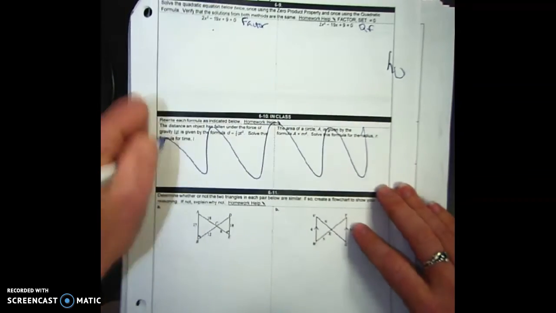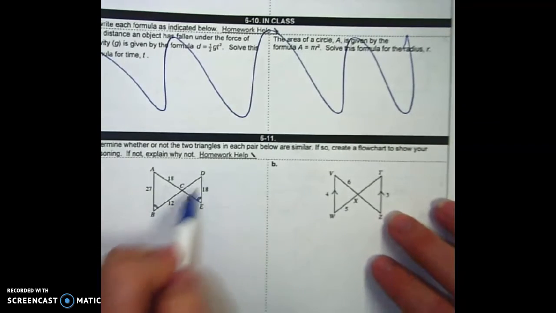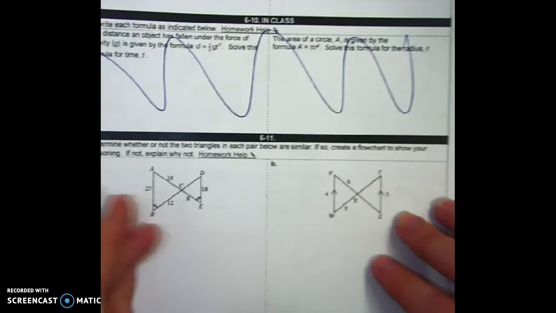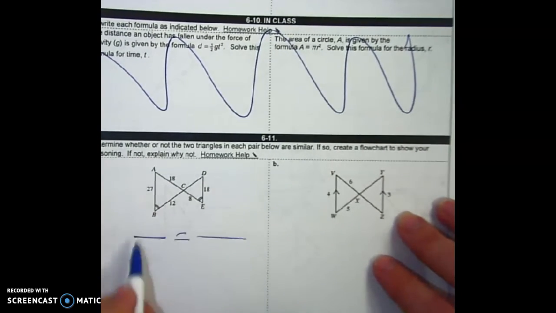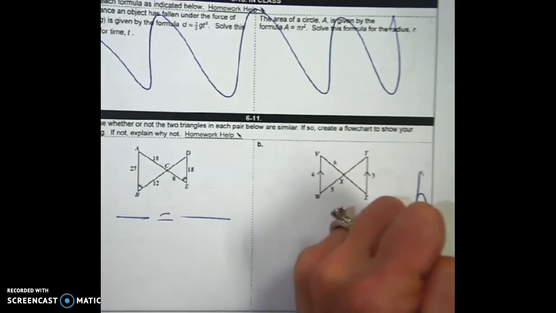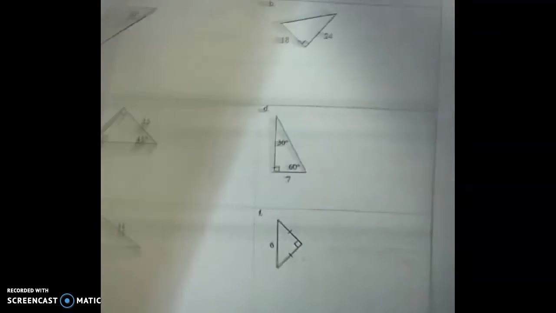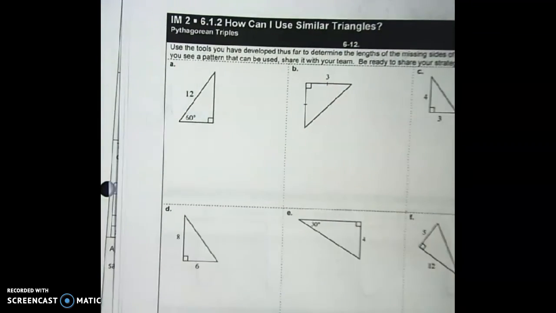I don't care about this one. This one is comparing similarities. They just want to know, are they similar? So you're just going to set 2 proportions equal to each other based on the sides and decide if they're similar or not. So that will also be homework. Okay. And that's it for 6.1.1.